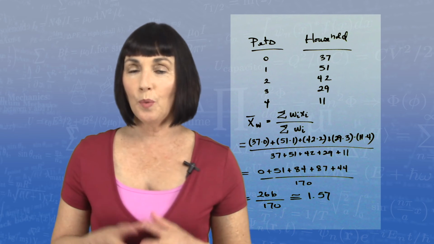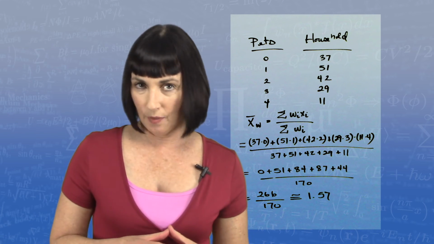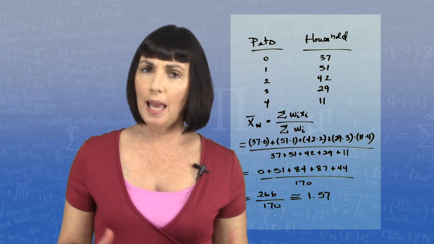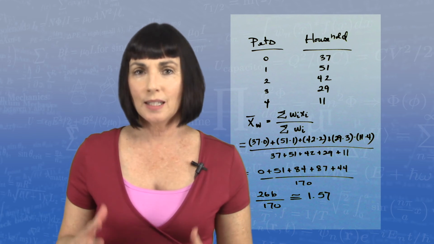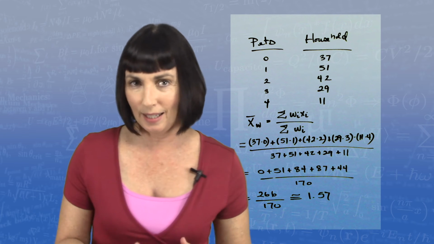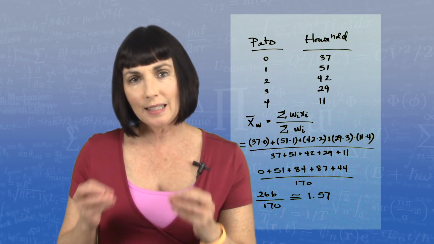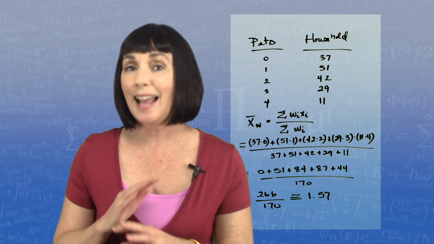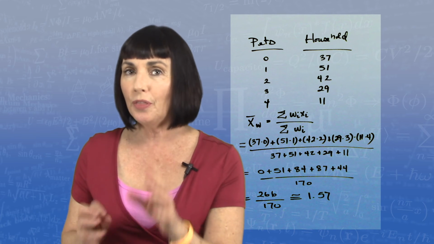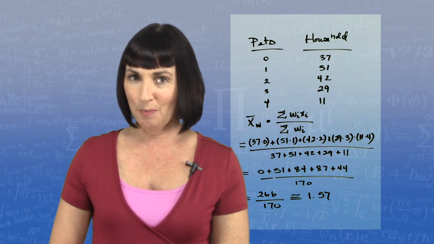Now, we found that our weighted mean was 1.57, which is not a whole number, and obviously pets come in whole numbers. Somebody doesn't have 1.57 pets in their house. But because this is a statistical measurement, it does not have to be a whole number, even though the things that we're measuring come in whole numbers.